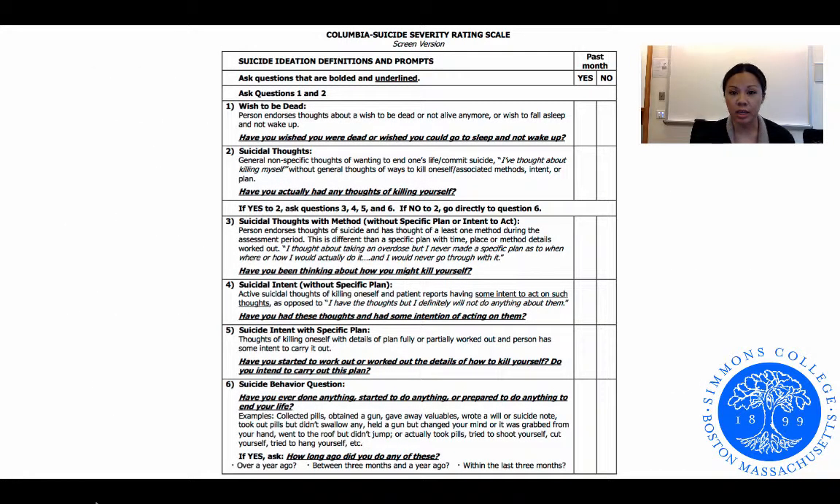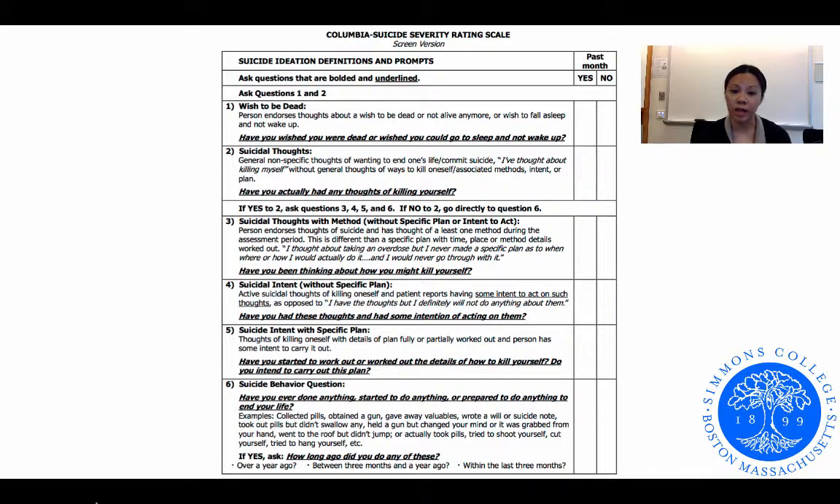And this is the C-SSRS, so you'll notice that it asks questions that are bolded and underlined. So you start with the first 2 questions, which is, have you wished you were dead or wished you could go to sleep and not wake up? Yes or no. Number 2 is, have you actually had thoughts of killing yourself? Yes or no. If the patient answers yes to 2, then you are supposed to ask questions 3, 4, 5, and 6. However, if they answer no to number 2, then you go directly to question 6.